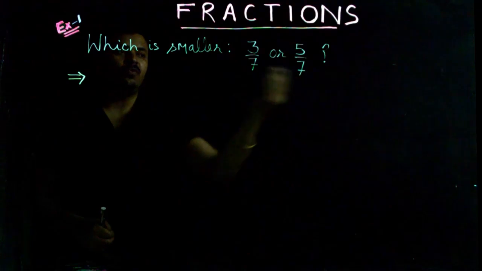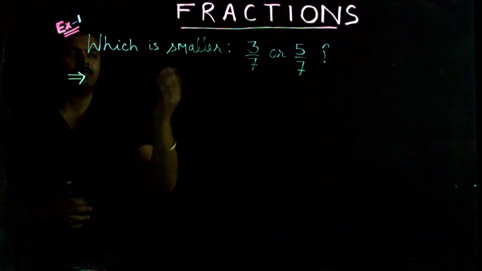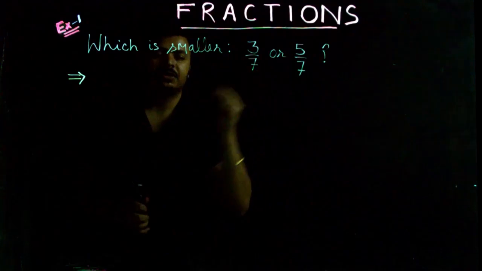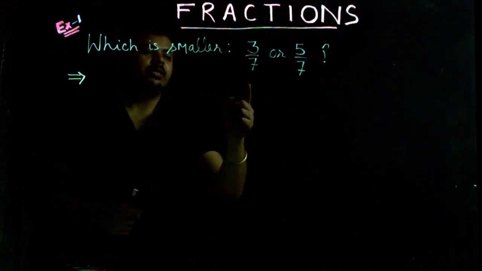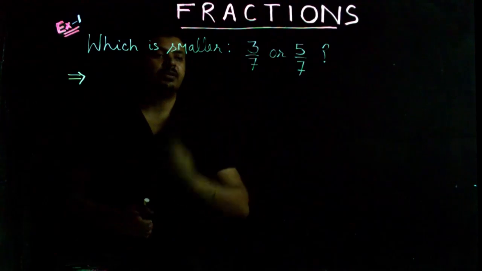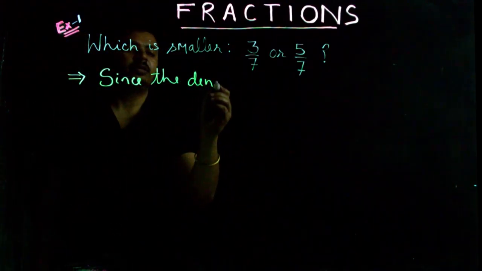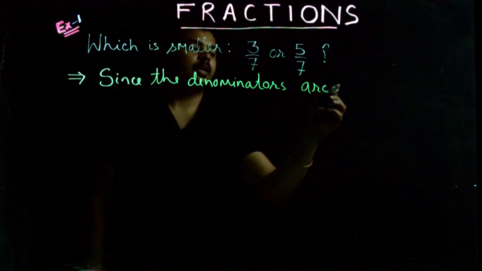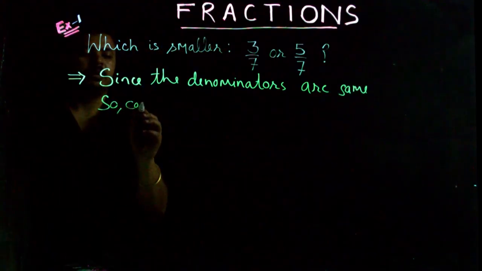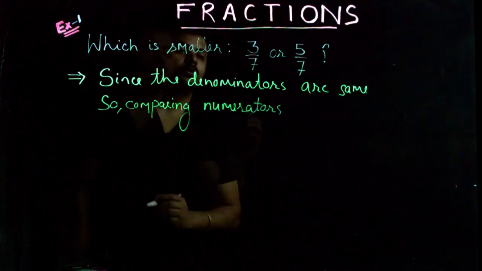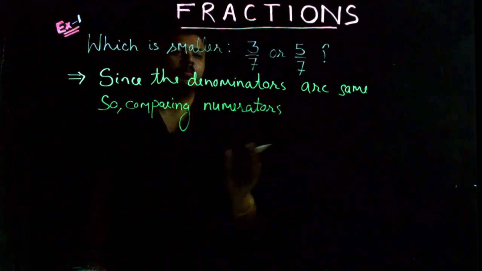So we are given the two fractions and we have to compare them and find out which one is smaller and which one is greater. As we can see in this question, the two fractions have the same denominator. Since the denominators are same, we need to compare the numerators.